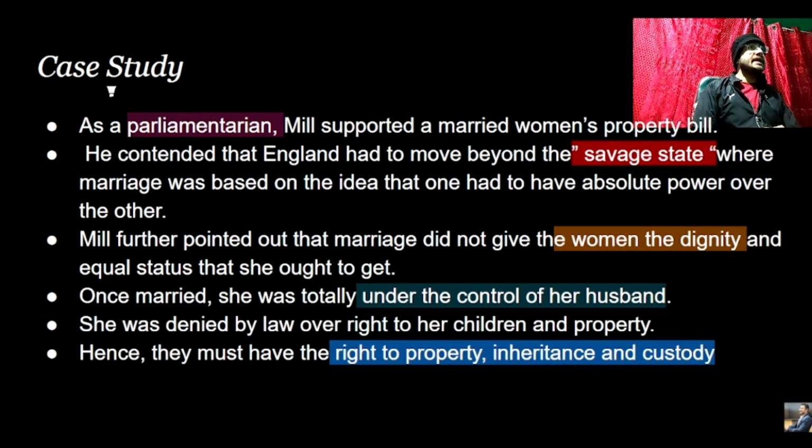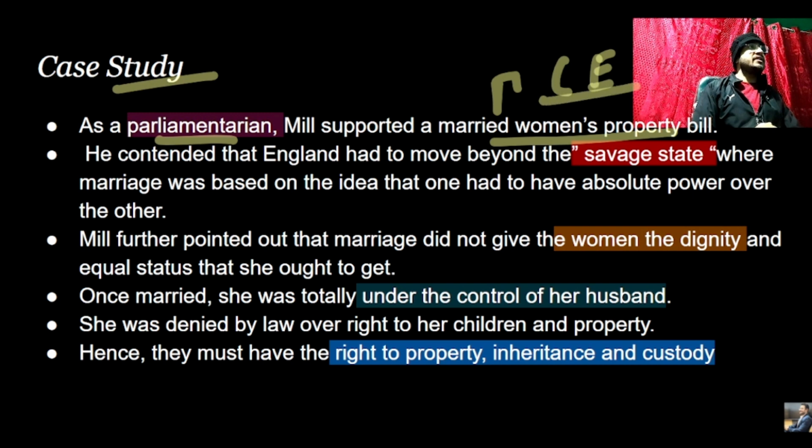So let's see a case study of Mill himself in his book, The Subjection of Women. As a parliamentarian in Britain, Mill supported a married women's property bill. This is the case example which can be quoted in the exam. He was not just the propounder of women's rights, but he also supported a women's property bill in parliament. He contended that England had to move beyond the savage state.